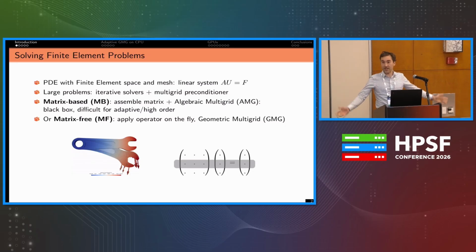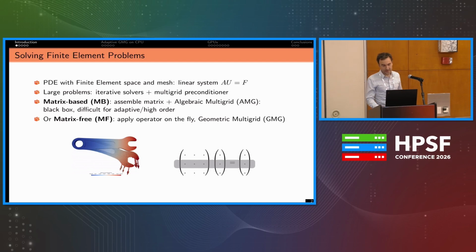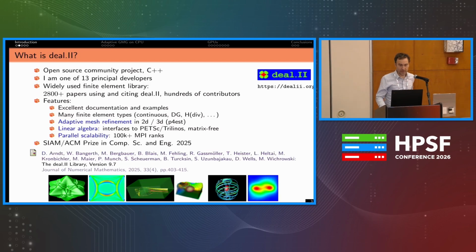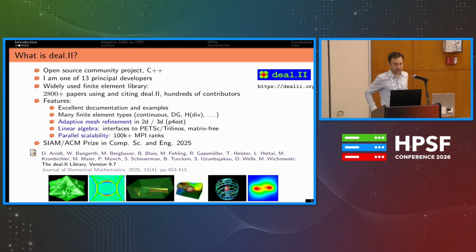And then you cannot use algebraic multigrid methods because you don't have a matrix anymore. Regardless of these two approaches, I will go into a bit more detail in a minute, you have a linear system to solve. So what is deal.II?